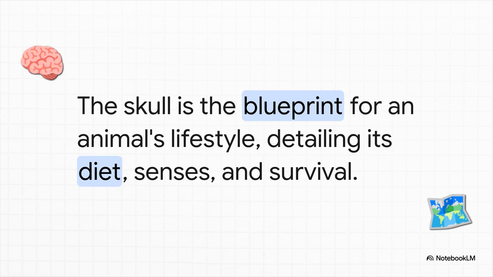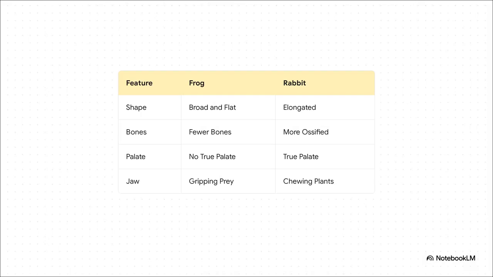You might think the skull is just a protective case for the brain, right? A bony box. But nope, it's so much more than that. It's like the animal's control center. It's a blueprint that tells us pretty much everything: what it ate, how it sensed the world around it, and exactly how it survived. And wow, when you put their skulls side by side, the differences are just stunning.